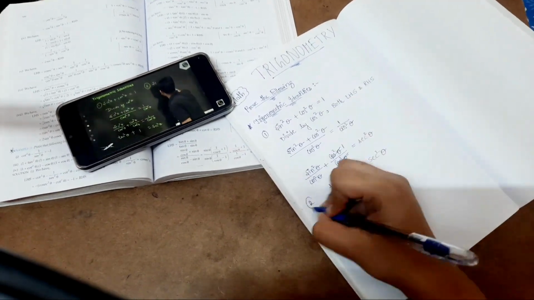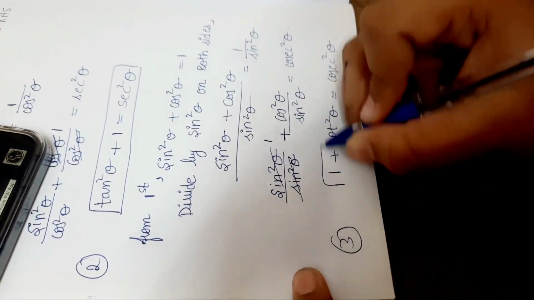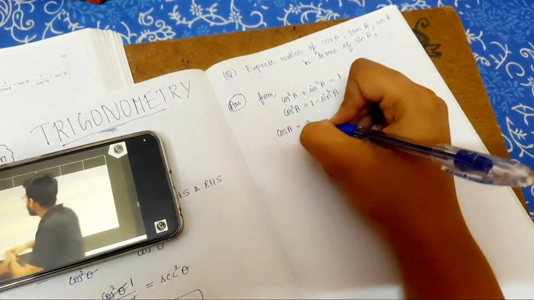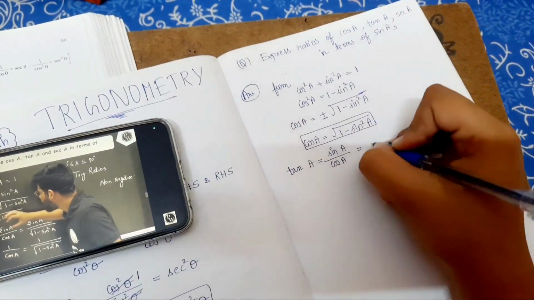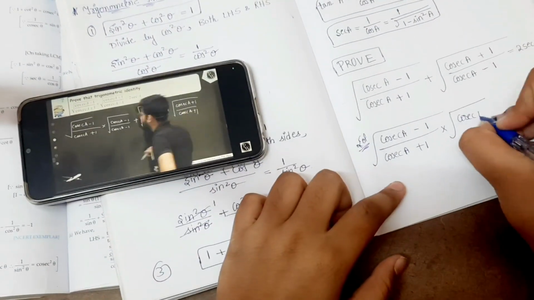We have three main identities. Learn them perfectly. If you want, make a formula sheet and paste it in front of your table. And practice proving the trigonometric identities that you have to prove, LHS equals RHS. Those questions will carry a lot of marks, so do practice them.